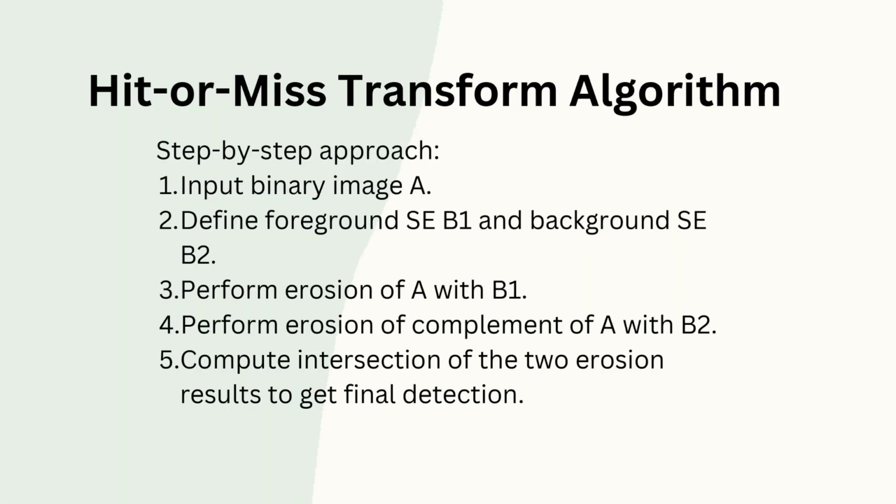Now let's look at the algorithm for the hit or miss transform step by step. 1. Input a binary image A. 2. Define two structuring elements, B1 for the foreground and B2 for the background. 3. Perform erosion of A with B1. 4. Find the complement of A, A complement, and perform erosion with B2. 5. Intersect both results using a logical AND. The resulting output highlights only those pixels where the foreground and background patterns both match the structuring elements exactly.